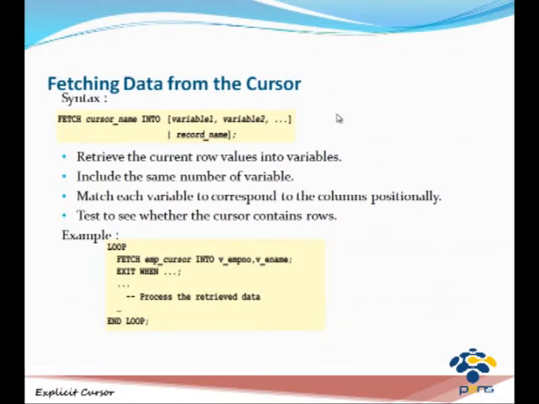Retrieve the current row values into variables. Include the same number of variables. Match each variable to correspond to the columns positionally. Test to see whether the cursor contains rows.